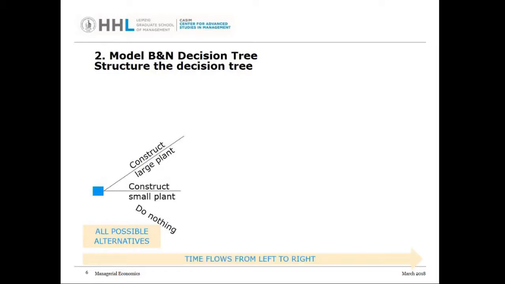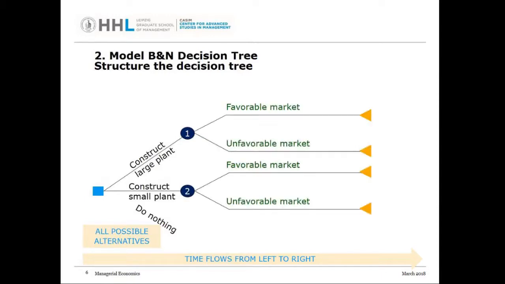Now, when we have the first decision, what comes afterwards is the uncertainty about the market. The uncertainty about the market is in the form of the dark blue dots, and this is the unfavorable market or favorable market. Here the important thing in the picture is that you start from the left, move towards the right. The left means earlier, the more to the right it means later on.